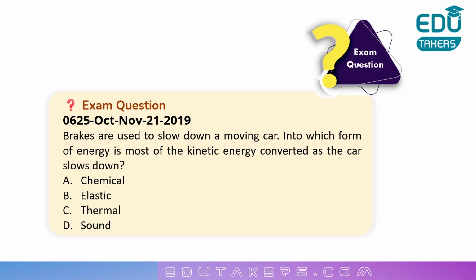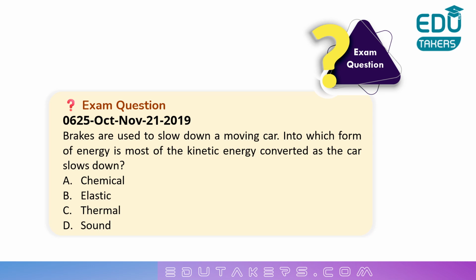Now let's look at the exam question that appeared in October-November 2019. Brakes are used to slow down a moving car. Into which form of energy is most of the kinetic energy converted as the car slows down? Option A: chemical. Option B: elastic. Option C: thermal. Option D: sound. The correct answer is option C.